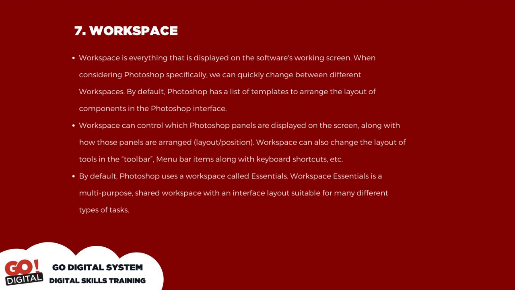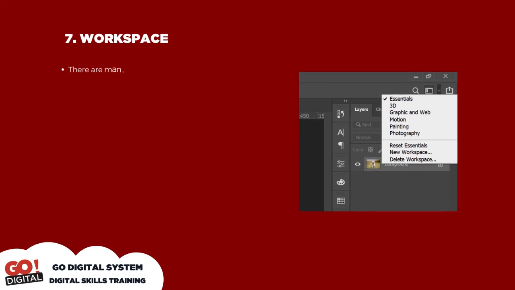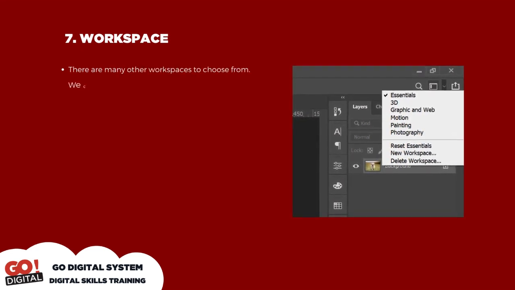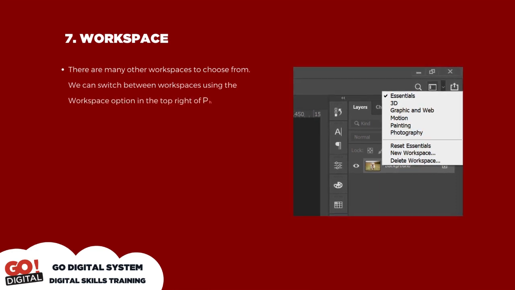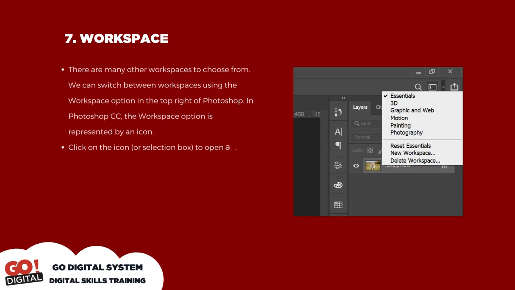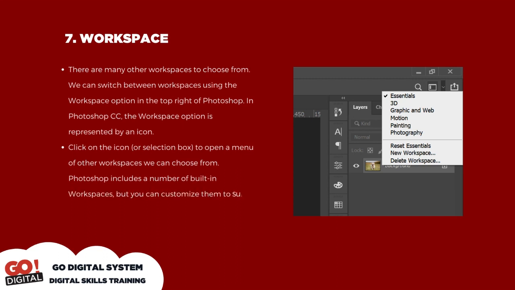By default, Photoshop uses a workspace called Essentials. Workspace Essentials is a multi-purpose, shared workspace with an interface layout suitable for many different types of tasks. There are many other workspaces to choose from. We can switch between workspaces using the Workspace option in the top right of Photoshop. In Photoshop CC, the Workspace option is represented by an icon. Click on the icon, or selection box, to open a menu of other workspaces we can choose from. Photoshop includes a number of built-in workspaces, but you can customize them to suit your habits and needs.